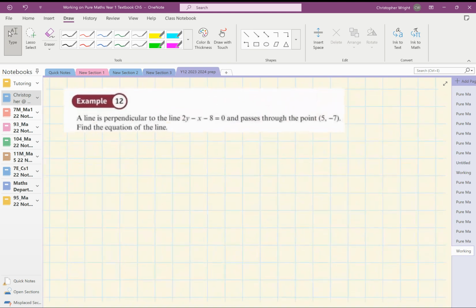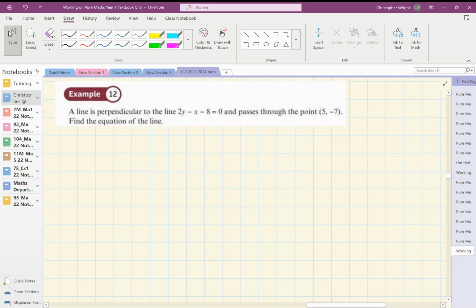There we go. A line is perpendicular to this line. So we could find its gradient, couldn't we? Because it'll be the negative reciprocal of the gradient of the line I'm given. And it also passes through this point. Find the equation of the line. Right, well, to write down the equation of the line, I'm going to use the formula y minus y1 equals the gradient of our line multiplied by x minus x1.